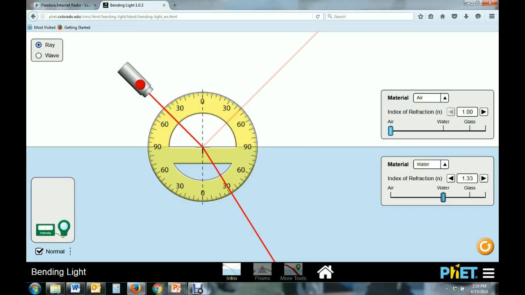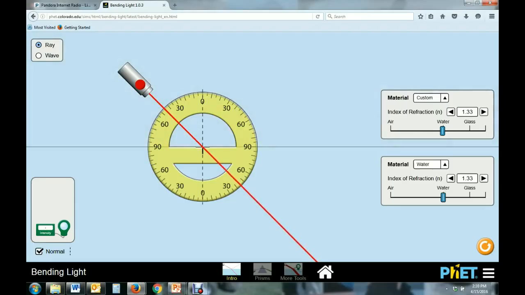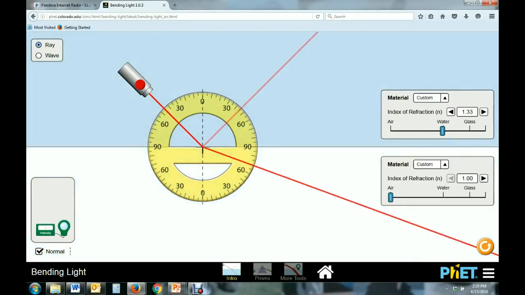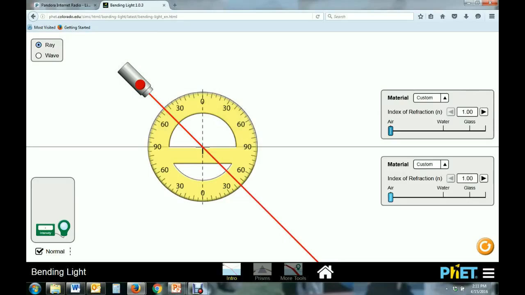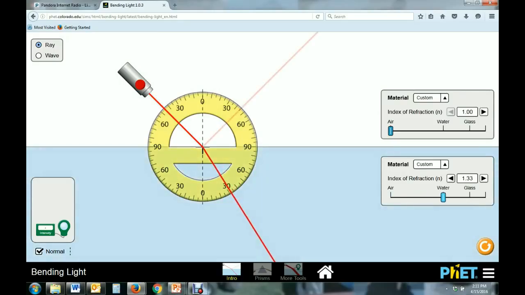If I flip it around and instead of going from air to water, I go from water to air, I see my incident angle is still at about 45 degrees, but now my refracted angle is much larger. It's about 70 at the moment. So when you go from high index to low index, you refract away from the normal, meaning that the incident angle is less than the refracted angle. Putting index 1 back to air and index 2 back to water puts us where we started again.